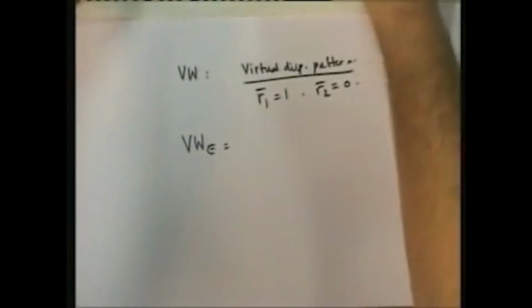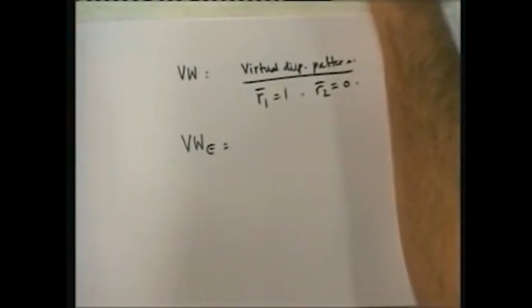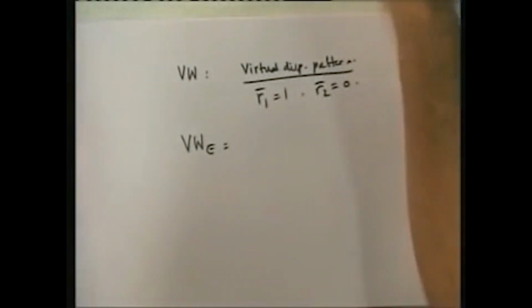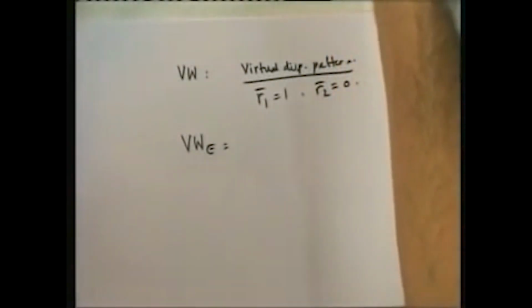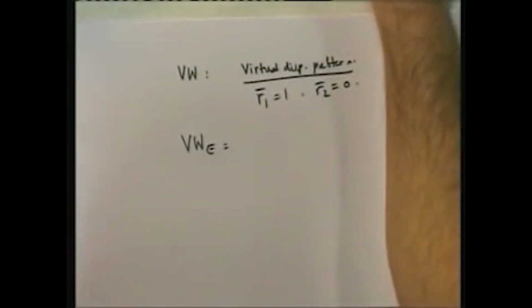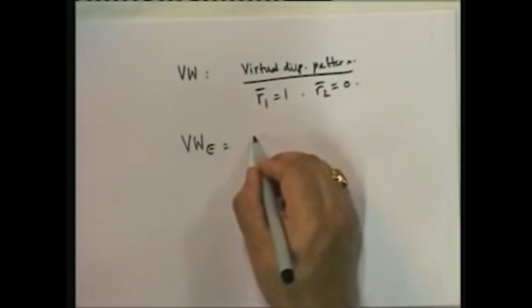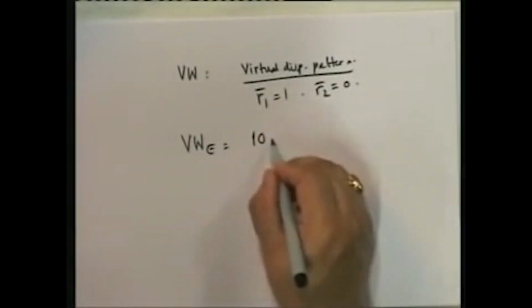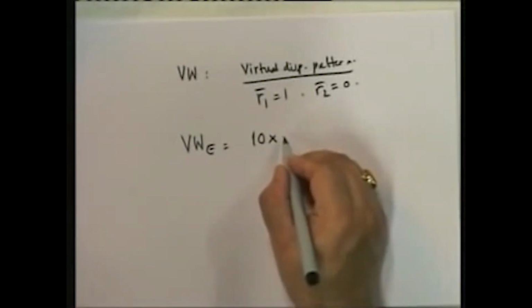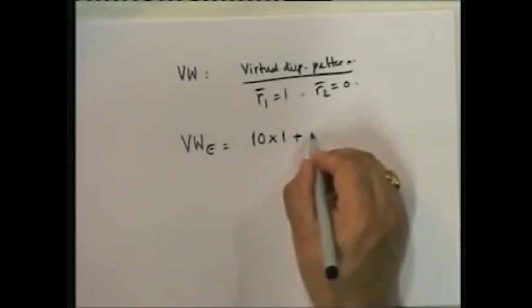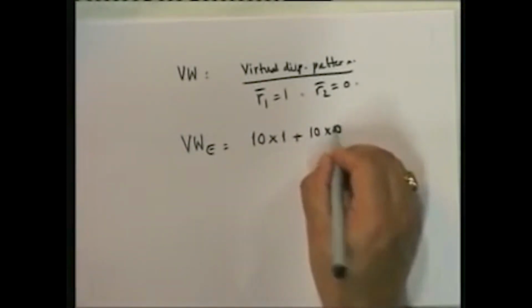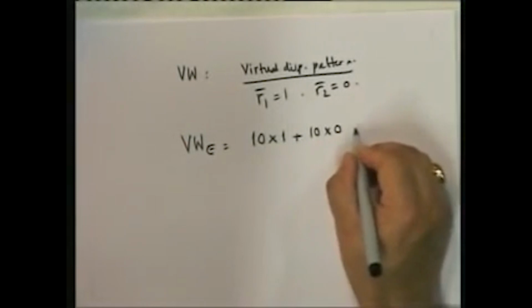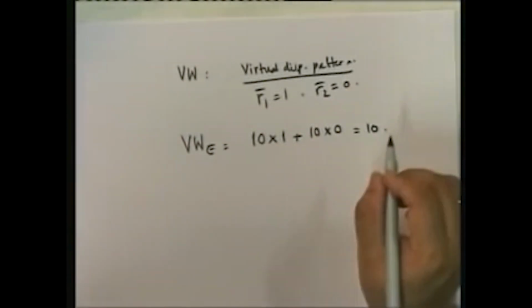What is the external work done? Let's look at what the force was. What were the forces? There was a horizontal force of 10 and a vertical downward force of 10. So that external virtual work is going to be 10 into 1 plus 10 into 0, because R2 is equal to 0. So this is going to be equal to 10.